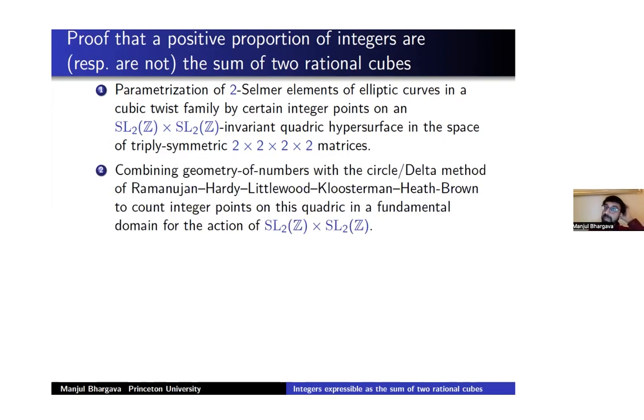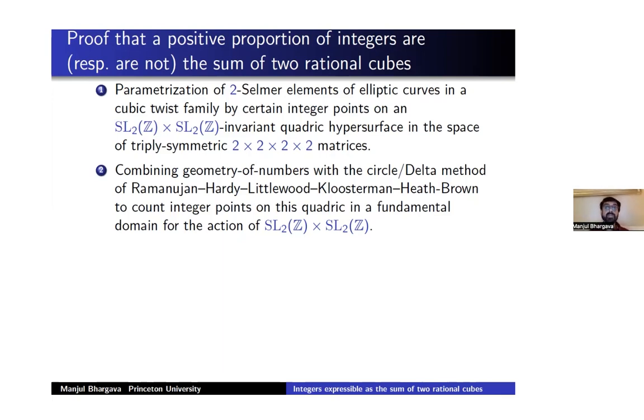And since we're counting points on a quadric hypersurface, to count two Selmer elements, we're going to count the integer points on this quadric hypersurface, because those integer points are parametrizing the two Selmer elements. And to count these integer points on that quadric hypersurface, we use geometry of numbers together with the circle method, because we're trying to count on a variety, namely this quadric hypersurface.